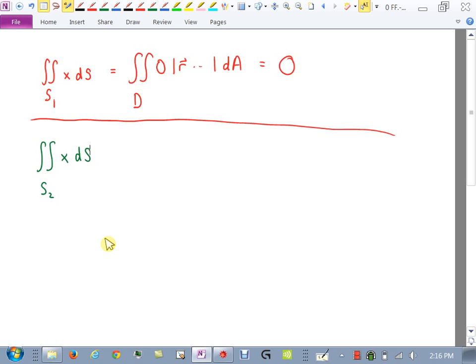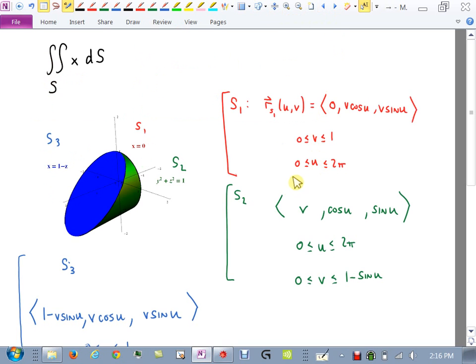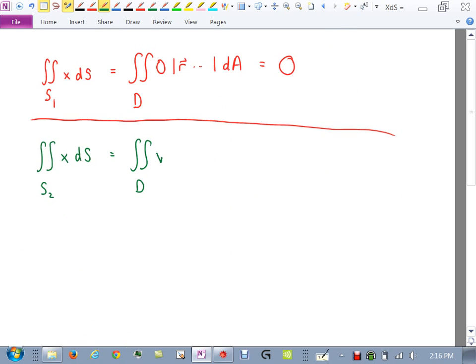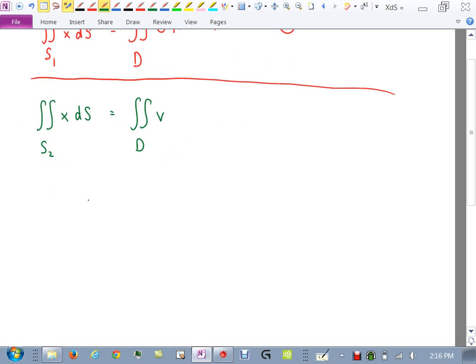All right. This turns into the double integral over d of x. Now, I'm on S2 now, so let me go back over to S2. What's my x? It's v, right? So I'm going to have v, and then all that magnitude. So, yes, I've got to go get it now. Help me out because I don't want to flip back and forth. What's my partial of r with respect to u?